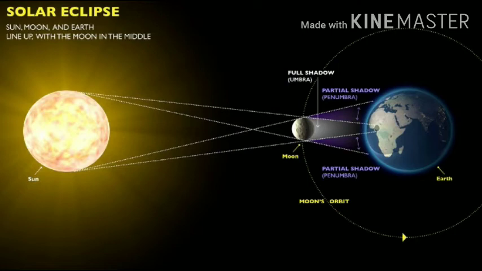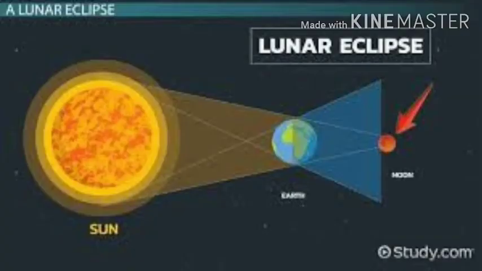Characteristics of lunar eclipse. A lunar eclipse occurs on full moon day, but not on every full moon day. A lunar eclipse occurs if and only if the sun, the moon and the earth are in the same plane and fall in only one line. The maximum duration of total lunar eclipse is 107 minutes.